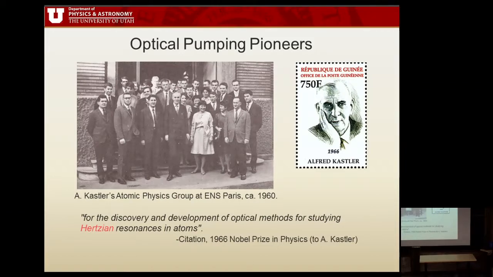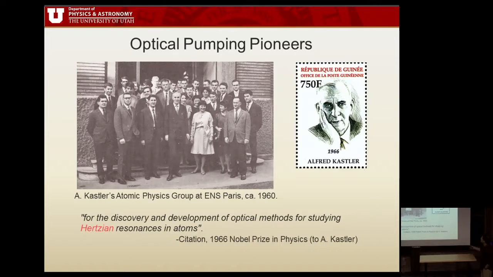So just a little bit of history. These are some of the optical pumping pioneers. This is Alfred Kastler's atomic physics group at the École Normale in Paris about 1960. He won the Nobel Prize in 1966 for optical pumping, for the discovery and development of optical methods for studying Hertzian resonances in atoms. I love this, Hertzian resonances. It tells you dipole. That's what he's famous for: looking at dipole resonances in atoms, and also for optical double resonance techniques. In other words, one of the first people to really use optical methods to explore some of the magnetic properties of these atoms.